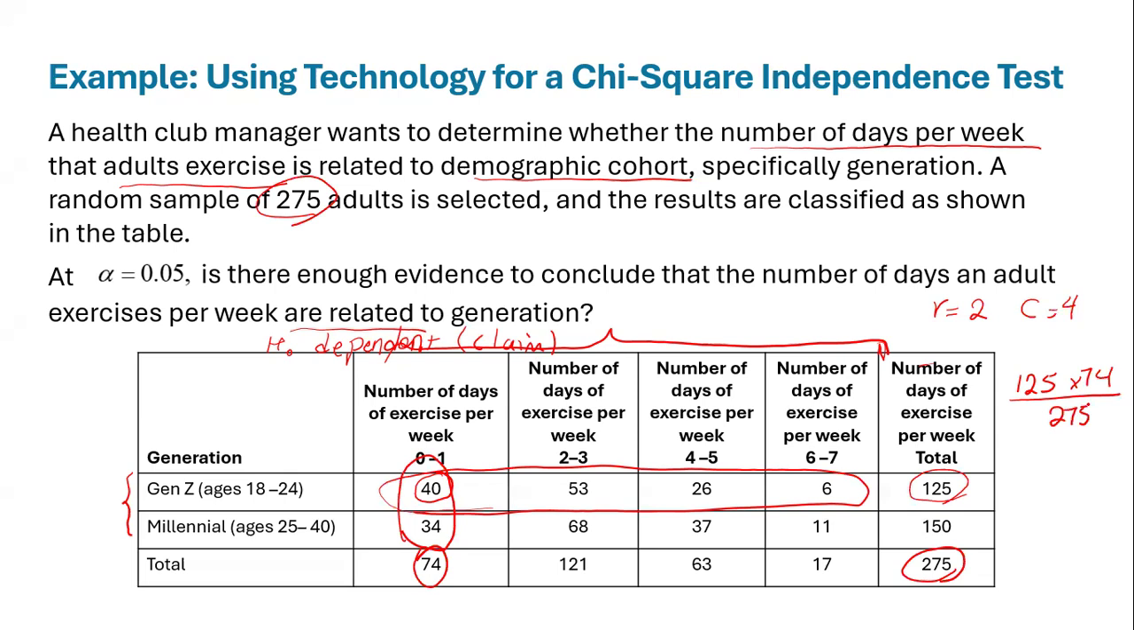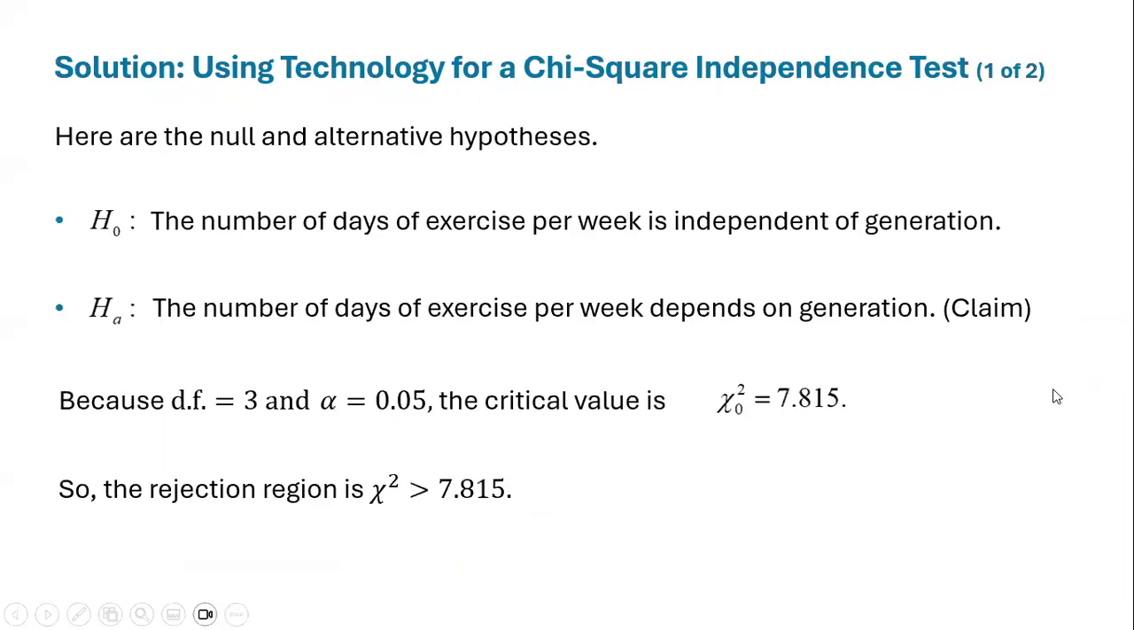We do this for all of the numbers in the table. We have 4 times 2, which is 8 numbers in the table. We have to do this 8 times.